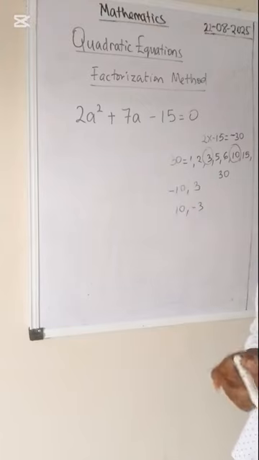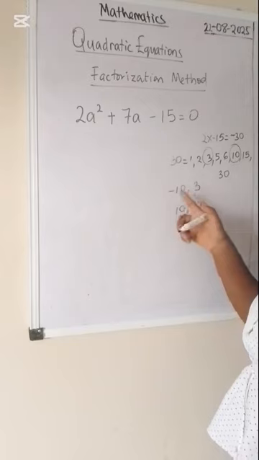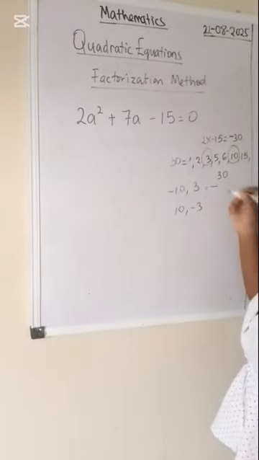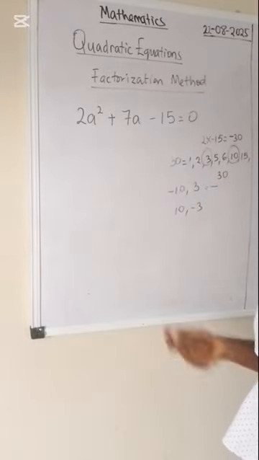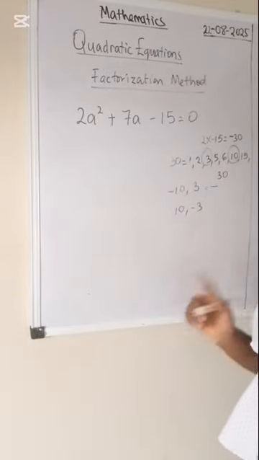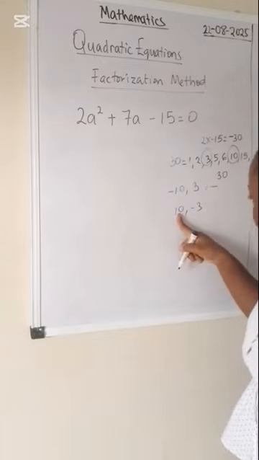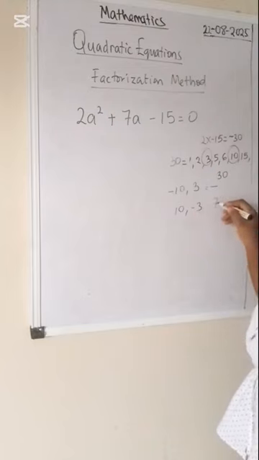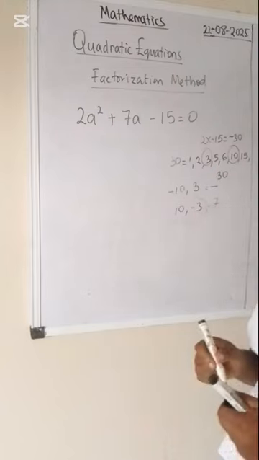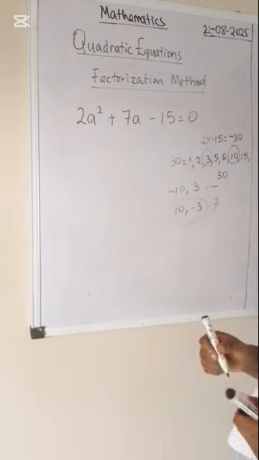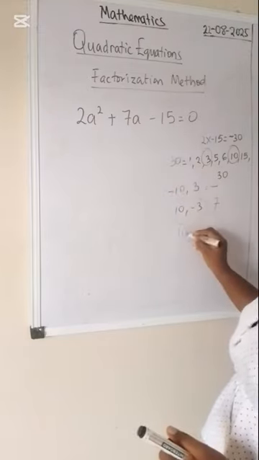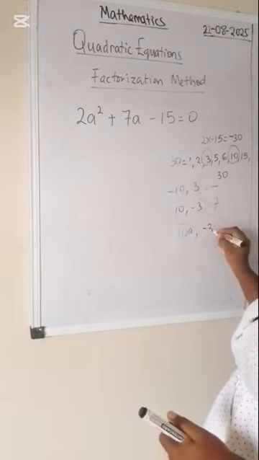So you have minus 10 plus 3. Remember our lesson on directed numbers. Minus 10 plus 3 is going to give you a negative number. Obviously, our 7 here is positive, so that will not work. Then you have 10 minus 3. 10 minus 3 is going to give you 7. So this is the set of factors we're going to use. So we're going to replace this 7a with 10a and minus 3a.